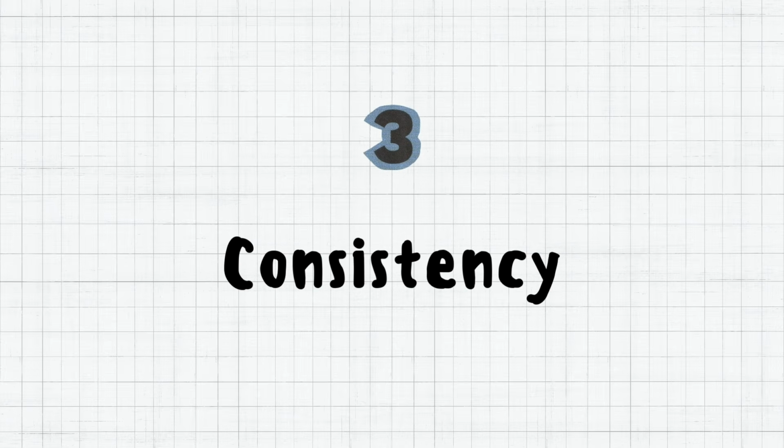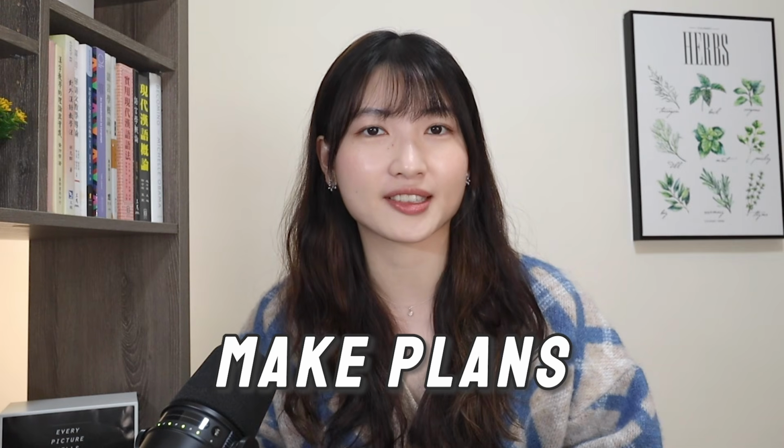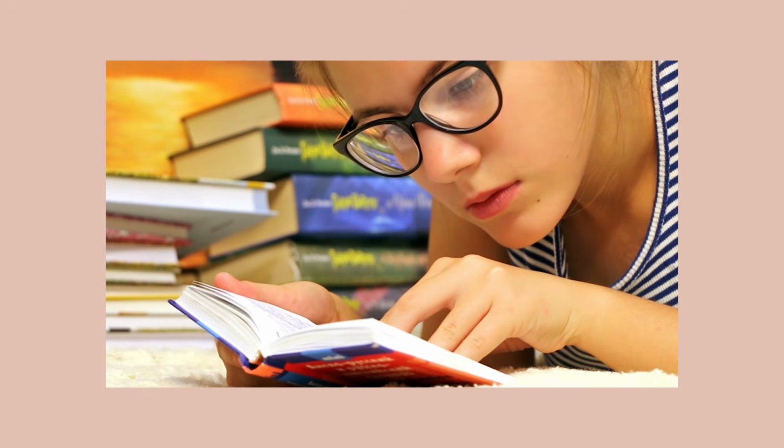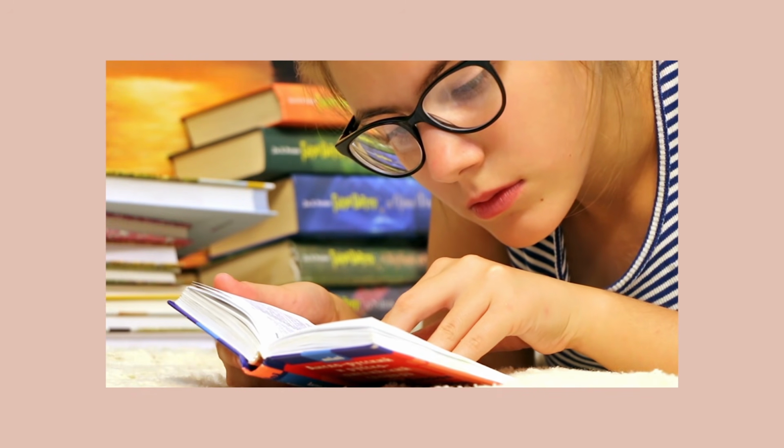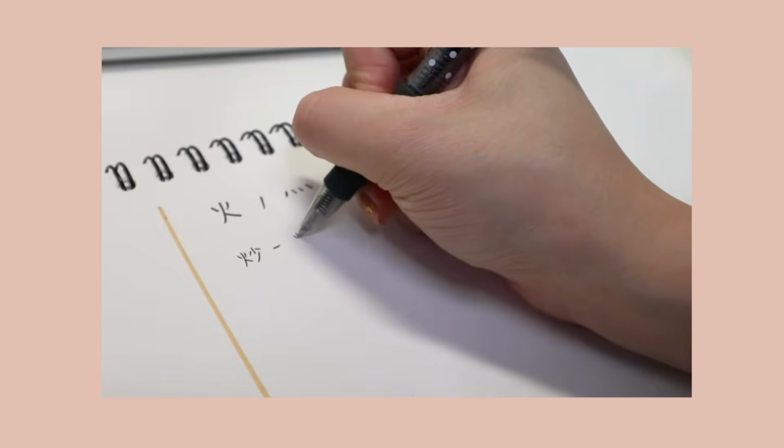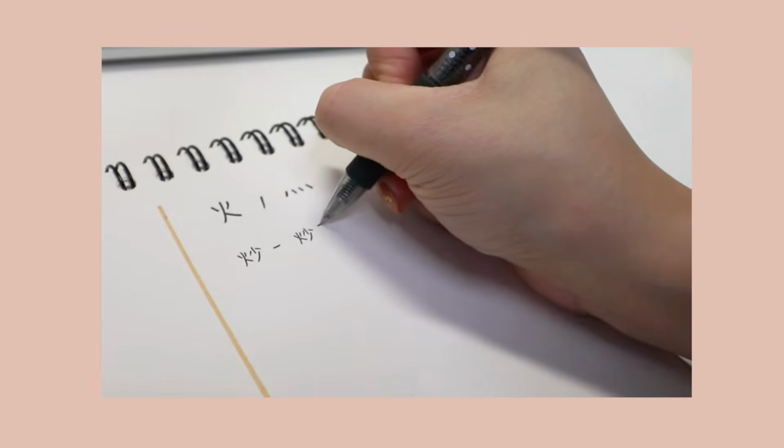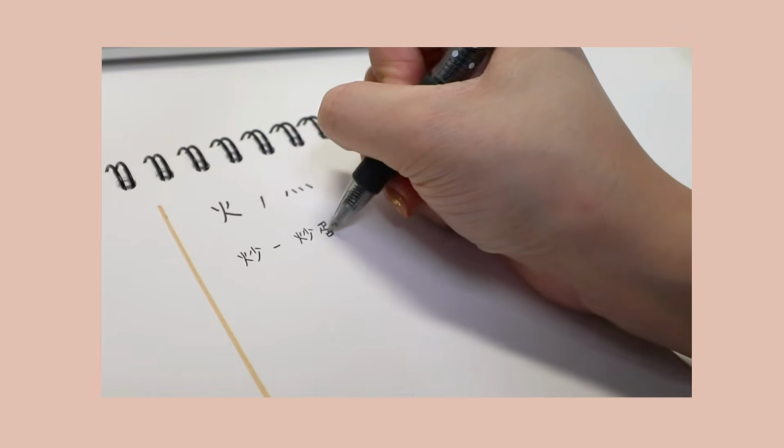Tip number 3. Consistency. I know this is so obvious, but it's also the hardest. Since there are quite a lot of Chinese characters to learn, it's important to know what approach to use, but it's also very important to make plans for consistent learning. Your plan can actually be super simple. For example, commit to 30 minutes a day in maybe reading Chinese characters, practice writing 5 to 10 Chinese characters, etc., depending on your level.